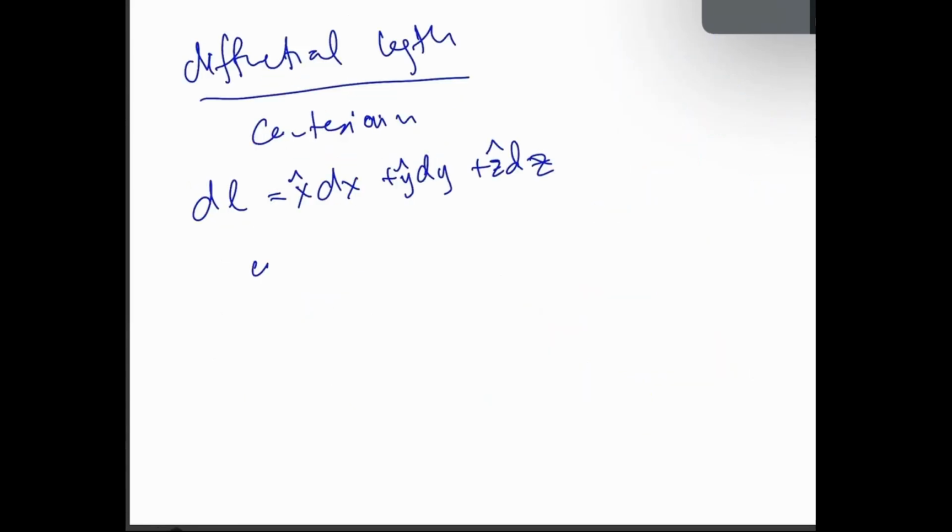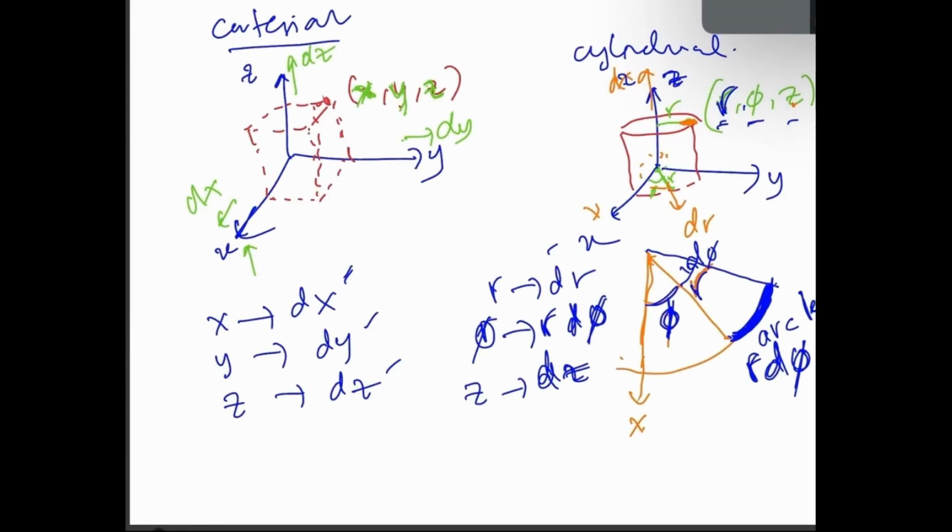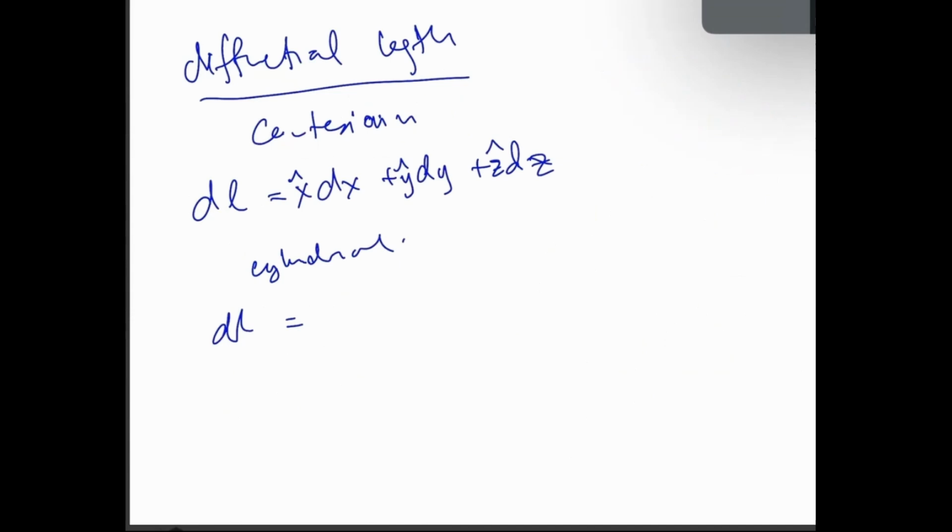For cylindrical, dl equals dr plus r d phi plus dz. We add all. This one is the direction of r, which is r. The direction of r d phi is phi. The direction vector is z.